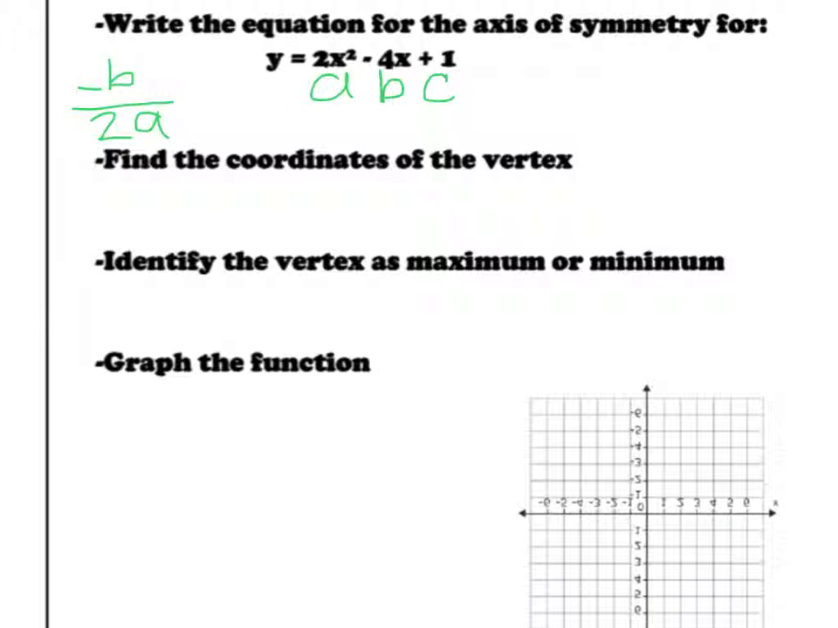So for negative b, I already have a negative 4, so that's actually going to be a positive 4. I'm going to take the opposite of what it really is. The next number is always going to be a 2, and now I need to go back up to my formula and see what my a was. My a was also a 2. All right, so 4 divided by 2 times 2, which is 4, and that's going to be 1. Therefore, x is 1.